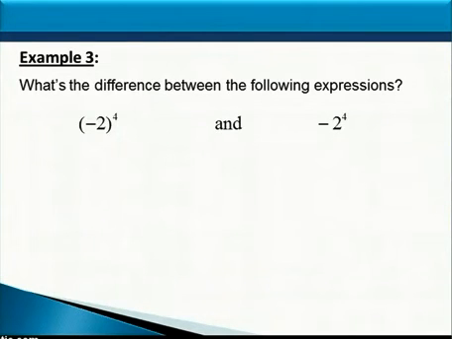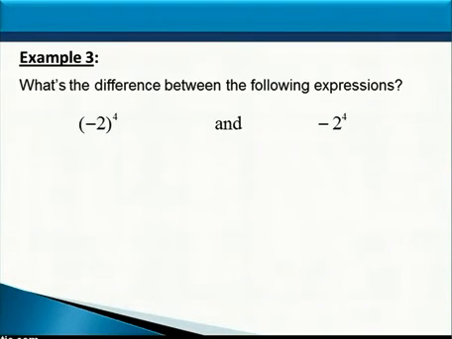Well, at first glance, you probably notice that one has parentheses and the other one does not, but otherwise they look exactly the same. And you might be thinking, well, they both look like I'm raising negative 2 to the 4th power. Well, not exactly. The parentheses do make a difference here. When you look at the expression that has parentheses, the parentheses is telling you that you need to raise negative 2 to the 4th power. So you're including the negative sign in that exponent.